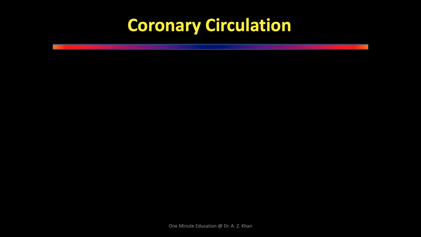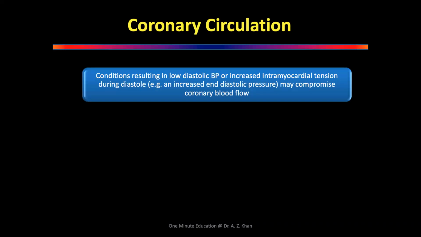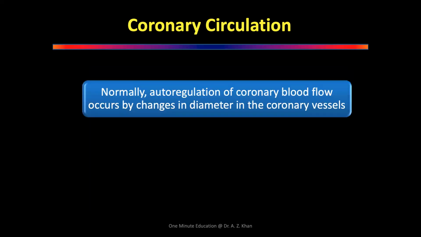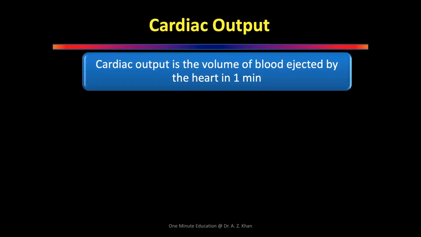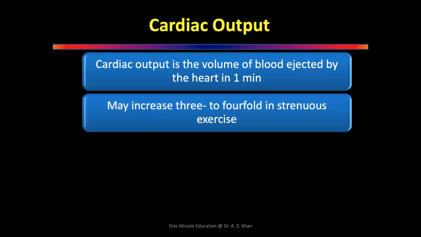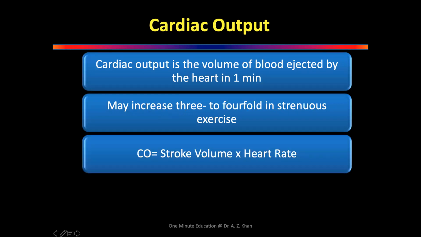These slides were supposed to be earlier when I was talking about coronary circulation. I'm sorry, so let me just skip this slide and come to the cardiac output. So cardiac output is the volume of blood ejected by the heart in 1 minute. It may increase 3 to 4 folds in strenuous exercise. The measurement of cardiac output is stroke volume times heart rate.